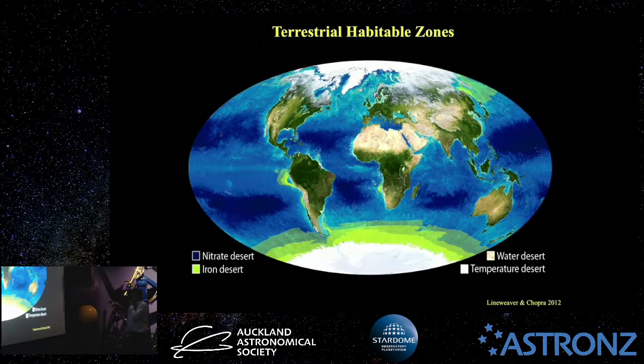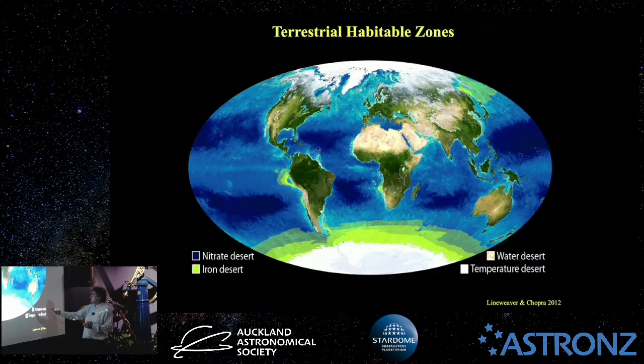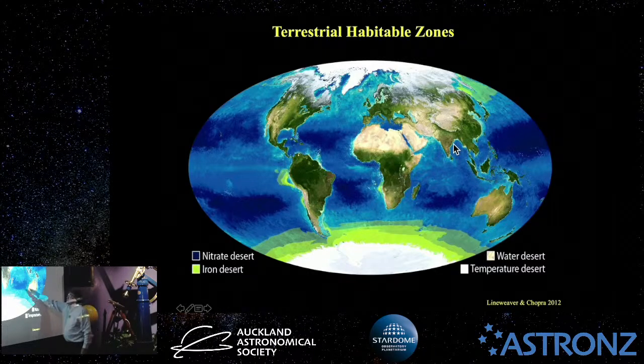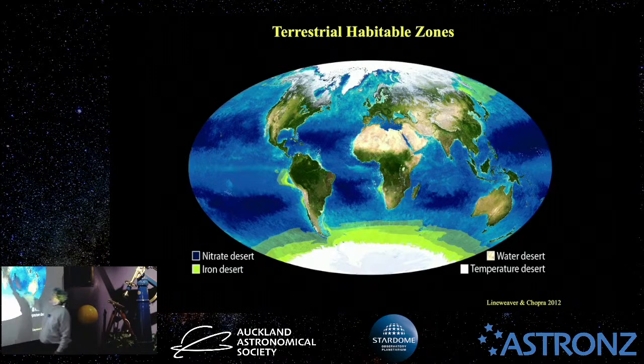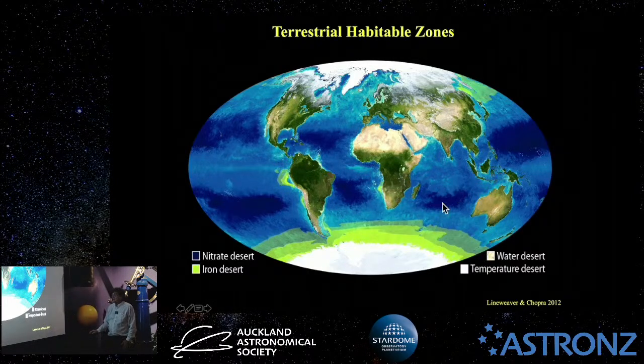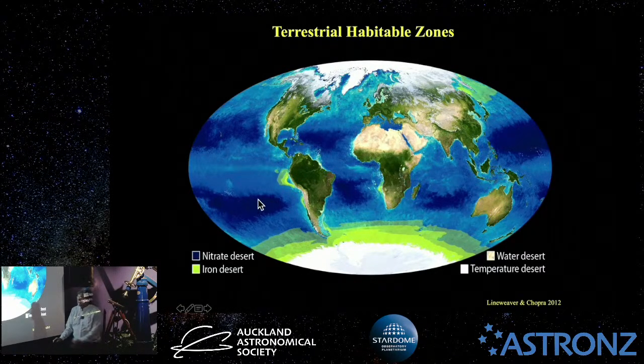Let's look at Earth as an example, the thing we know best. On Earth, there are things called deserts. Here's a water desert, here, and here, in light brown. Then there's what I call the temperature desert, where it's too cold, at the poles, obviously, the South Pole and the North Pole. Then there's the nitrate desert, because life needs nitrates. That's in these middle regions, these dark blue.